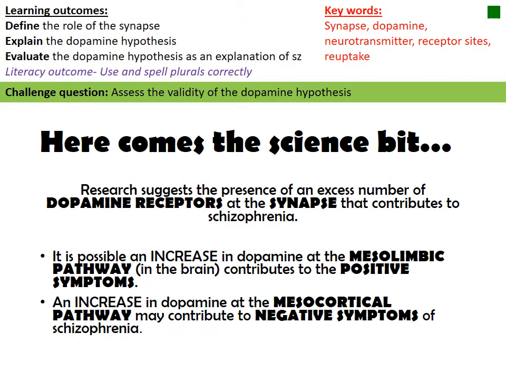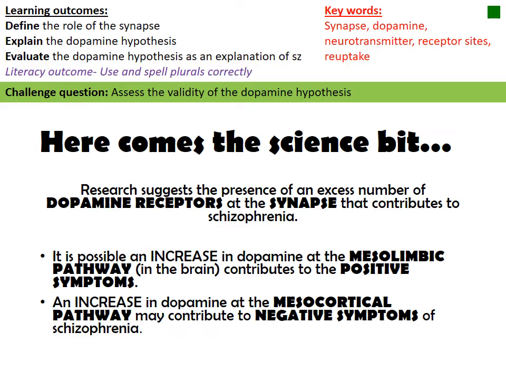Okay, so one biological explanation for schizophrenia is that it is related to neurotransmitter functioning. Research suggests that the presence of an excess number of dopamine receptors at the synapse contributes to schizophrenia. I really recommend that you go back and watch some of the biological psychology videos before you look at this, and just remind yourself about receptors and the synapse and how messages are passed across.